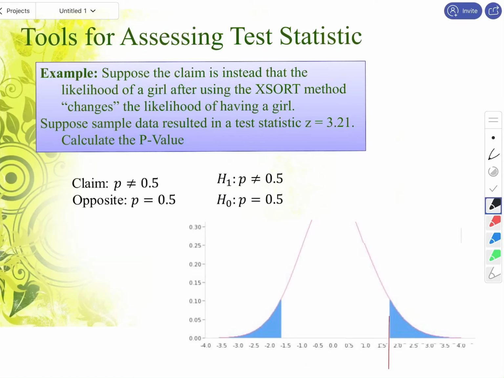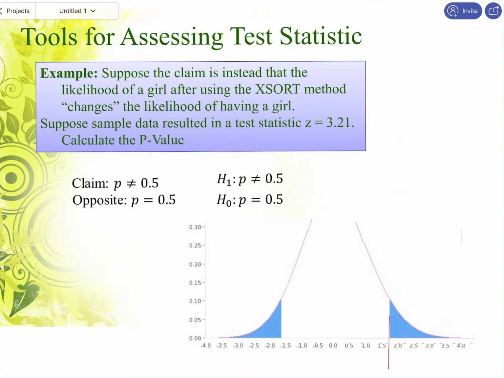Now let's change our example just a little bit. Let's suppose that the claim is now instead that the likelihood of having a girl after using the XORT method just changes your likelihood of having a girl, not makes it greater or less, just changes it to something different. So now what we would have in this case is a two-tailed test.